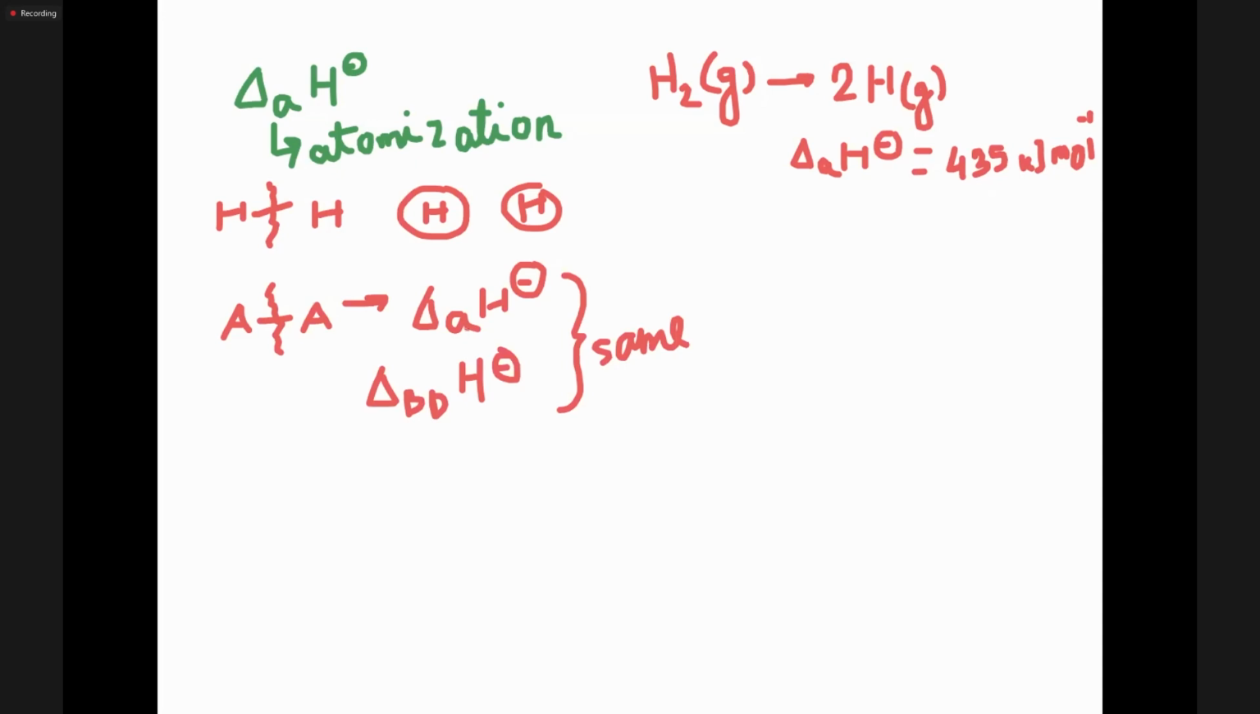The other example I can give you on atomization is from methane to carbon and hydrogen. So we have a methane molecule in the gas phase. We are producing a carbon atom and 4 hydrogen atoms. That is the enthalpy of atomization. The value is 1665 kilojoule per mole.